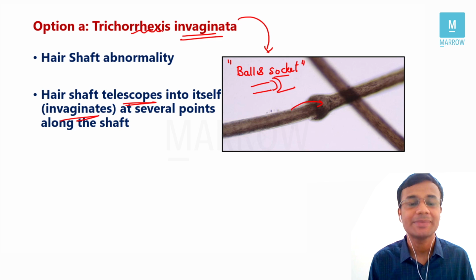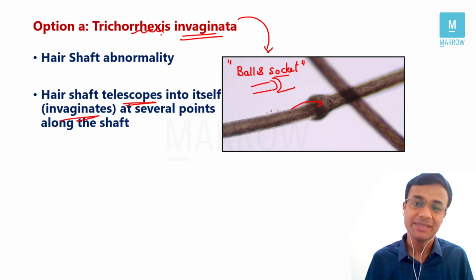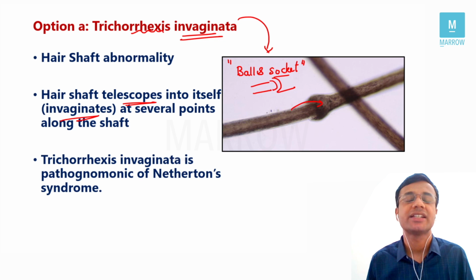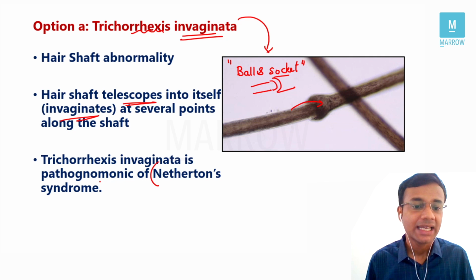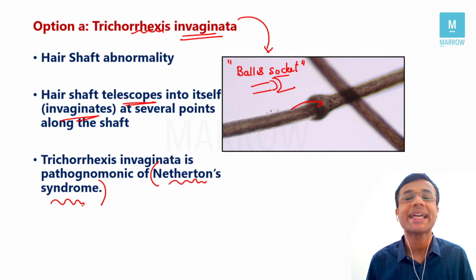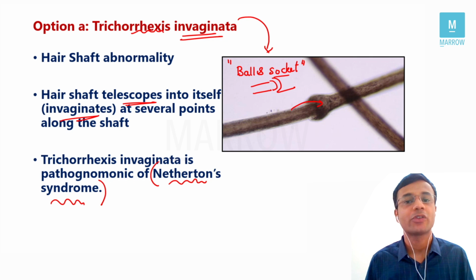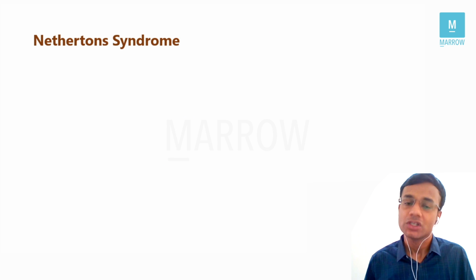So ball and socket appearance is seen in Trichorexis invaginata. The word rexis means a rupture. Invaginata means going into the adjacent segment. And Trichorexis invaginata is very important pathognomonic feature of a condition known as Netherton syndrome. So Netherton syndrome, the pathognomonic hair feature here is Trichorexis invaginata. So just for the sake of completion, let me give you the 3 important points which you need to remember about Netherton syndrome, which could be a potential question in the exam. So Netherton syndrome is a triad of 3 important findings.